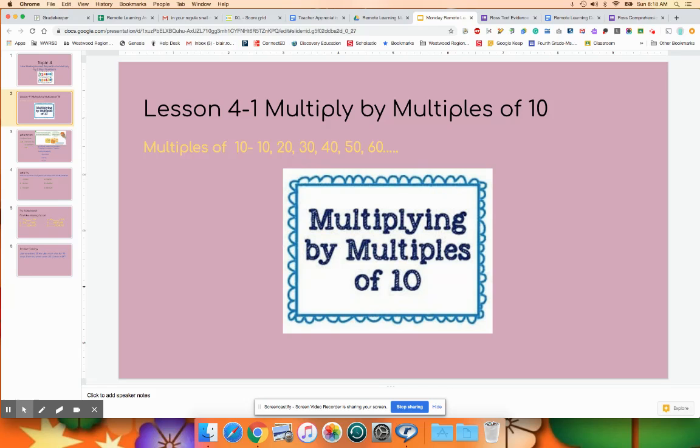So last week we talked about breaking it apart, and we also used our basic facts and a little trick about adding zeros. So this is revisiting that lesson, but now with double digits, okay? So remember, multiples are skip counting 10, 20, 30, 40, 50, 60. But today you're really going to rely on your basic facts to help you.